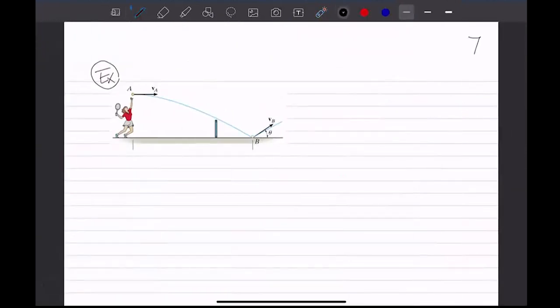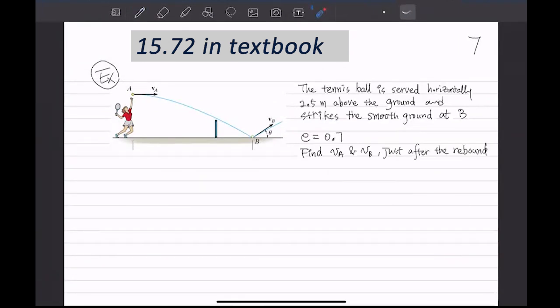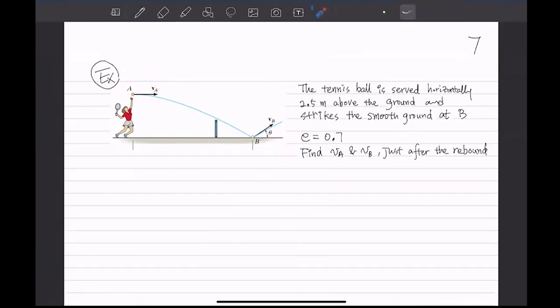Let's see. And this one, I don't know why I deleted all the questions. So the tennis ball. The situation here is this lady is hitting the ball, serving, right? And we assume that the exit velocity of this ball is not angled, it's not going up like that. It's just horizontal, okay? That's the assumption. It's served horizontally and it's 2.5 meters above. So this is 2.5 meters, okay?